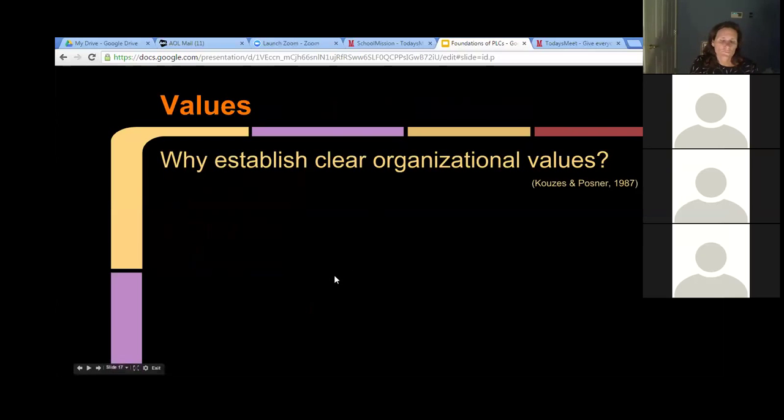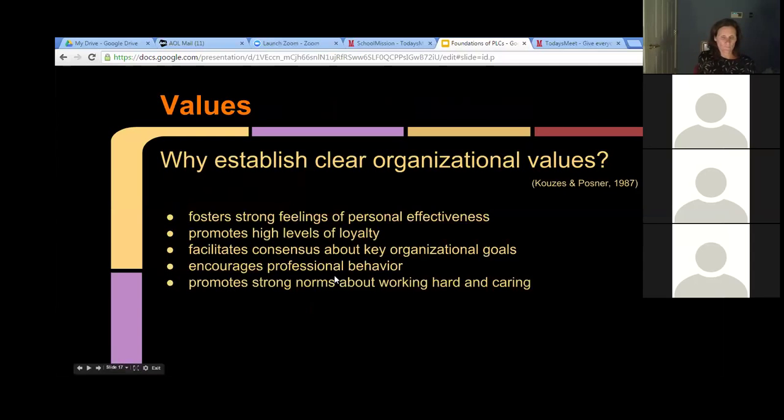We've been having this conversation. They are going to propel us forward. They're promoting high levels of loyalty. If we've got the right values, I'm sorry, I jumped to values. Why are core values important to an organization?